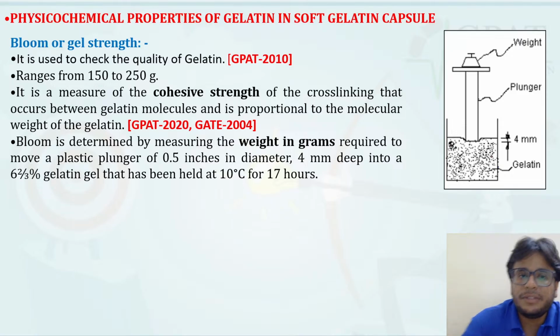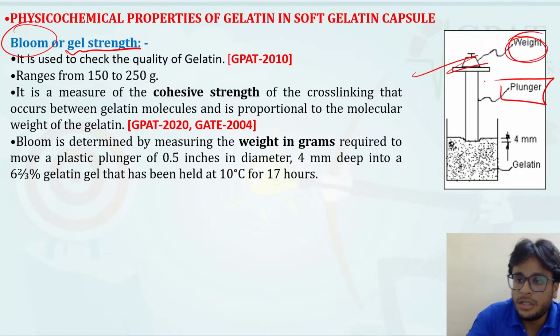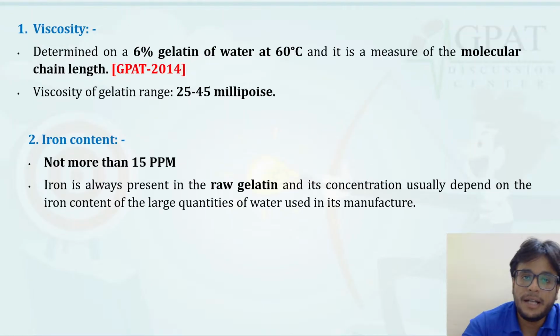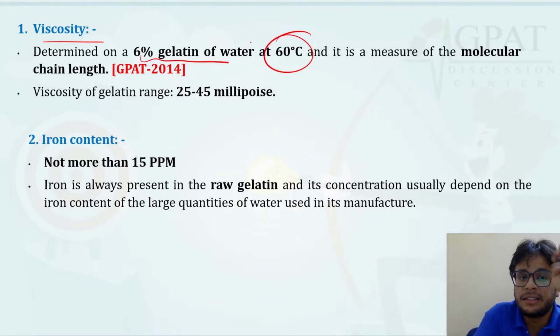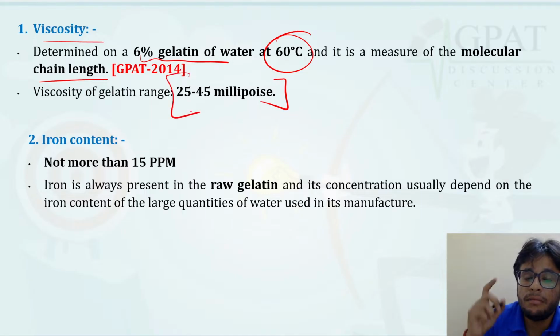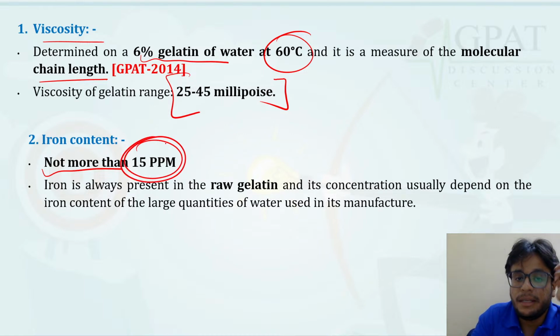So there are different physical properties of gelatin that are checked with the help of bloom strength, or gel strength, we can say. We use that equipment: we hang the weight here, and the plunger is used in the gelatin. The thicker the gelatin is, the higher the price of the given gelatin. We also have to ensure the viscosity of the gelatin, 6% gelatin in water at 60 degrees Celsius, to measure the molecular chain length. The greater the molecular chain length, the greater the viscosity of the gelatin. The viscosity of the gelatin should lie between 25 to 45 millipoise, and the iron content of the gelatin should not be more than 15 ppm.